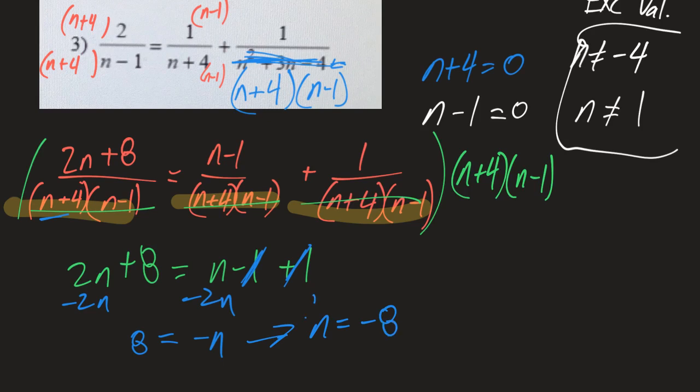So tell me something. This answer, is it valid or not? Well, it's not one of my extraneous solutions, so I'm going to say that is okay. And the answer ends up being n equals -8.